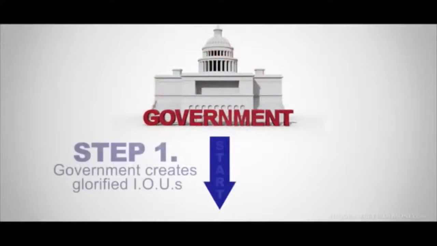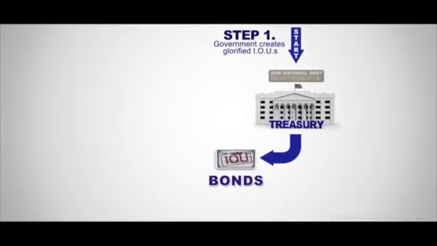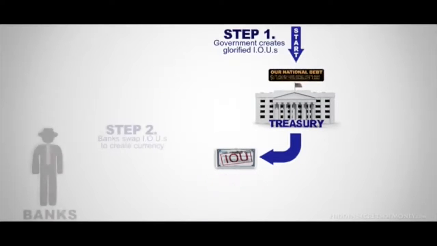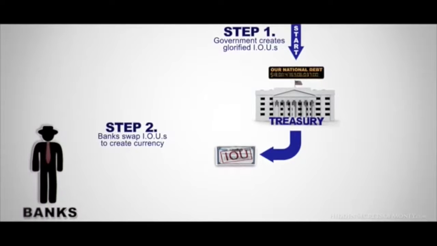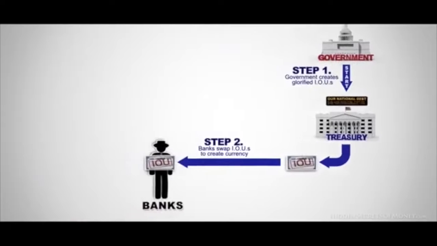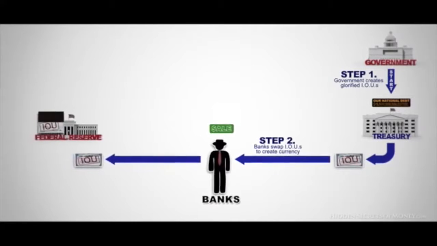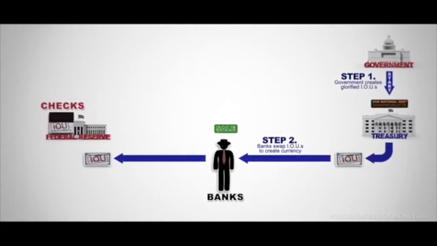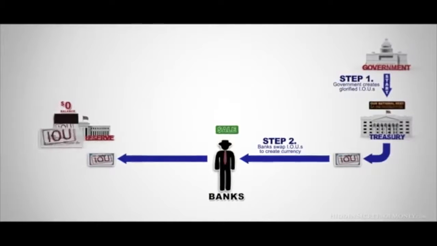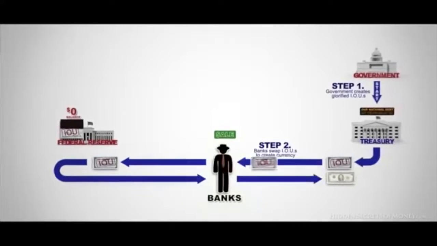The way the system works is that, step 1, the government creates glorified IOUs. These bonds increase our national debt and put the public on the hook to pay it back. Step 2, IOUs are swapped to create currency. The Treasury sells the bonds to the banks. The banks then turn around and sell our national debt at a profit to the Federal Reserve, which they probably own. The Federal Reserve then opens its checkbook that doesn't have a penny in it and buys those IOUs with IOUs that it writes, checks, on a checking account that has a zero balance. Then they give those checks to the banks and currency just springs into existence, and then the whole process repeats.